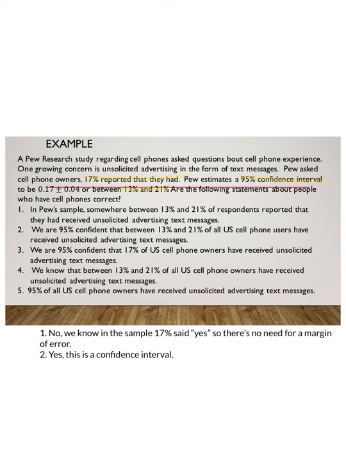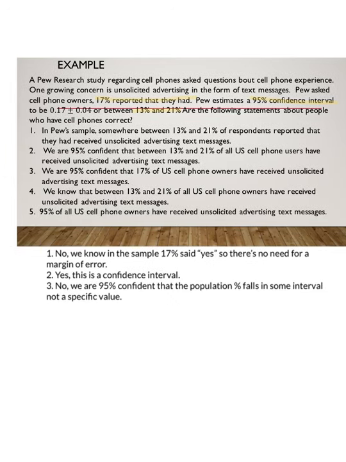Number three, we are 95% confident that 17% of U.S. cell phone owners have received unsolicited advertising text messages. Our answer for number three is no, we can only say we are 95% confident that the population percent falls in some interval, not a specific value. And the interval would be the extent on either side of the population parameter.